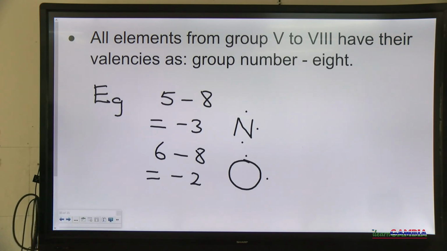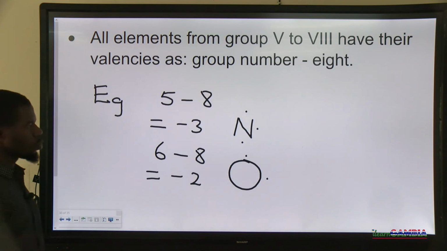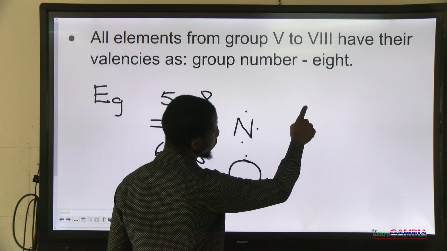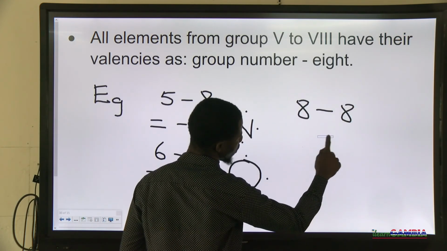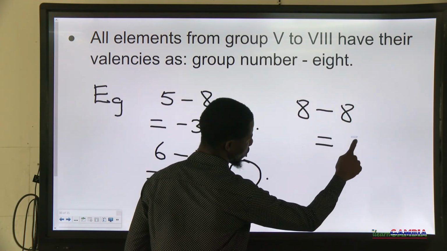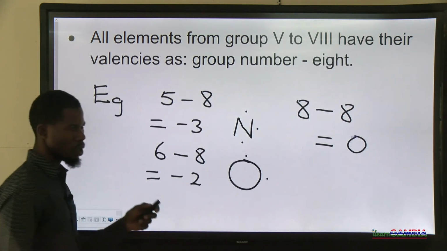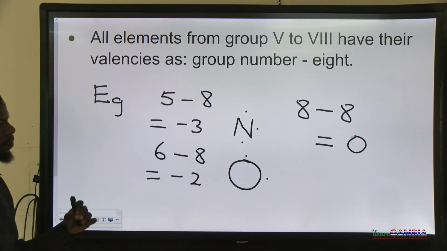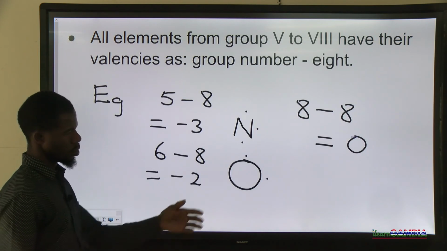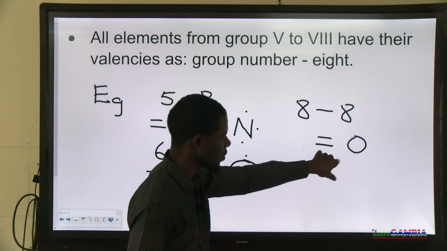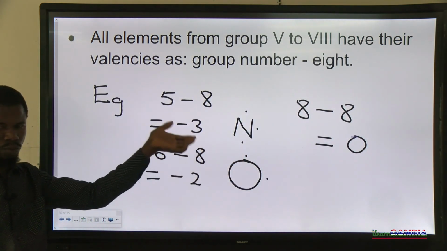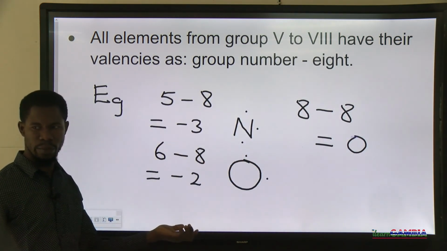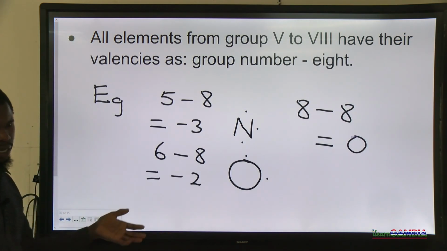So this is the importance of finding the valency of elements. Those in group 8 will be 8 minus 8, which is 0. So all the elements in group 8 except for helium will require 0 electrons to behave like the nearest noble gas, which means they don't need any electron. Already they are stable.